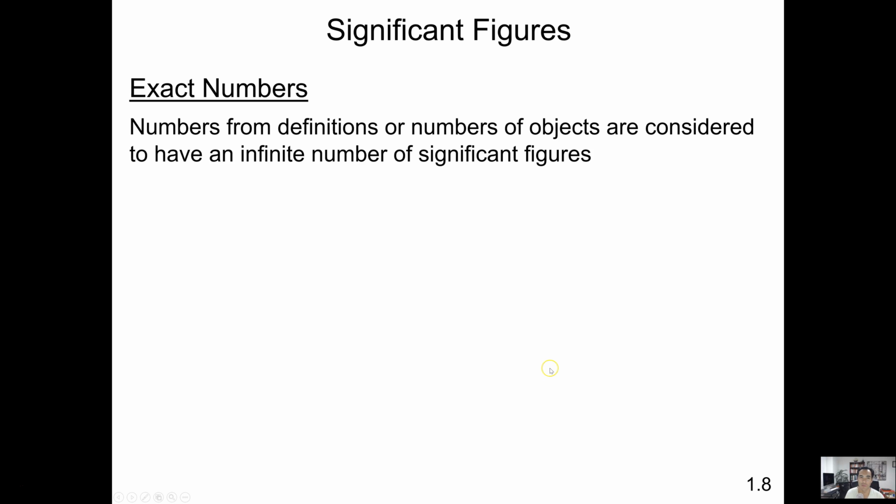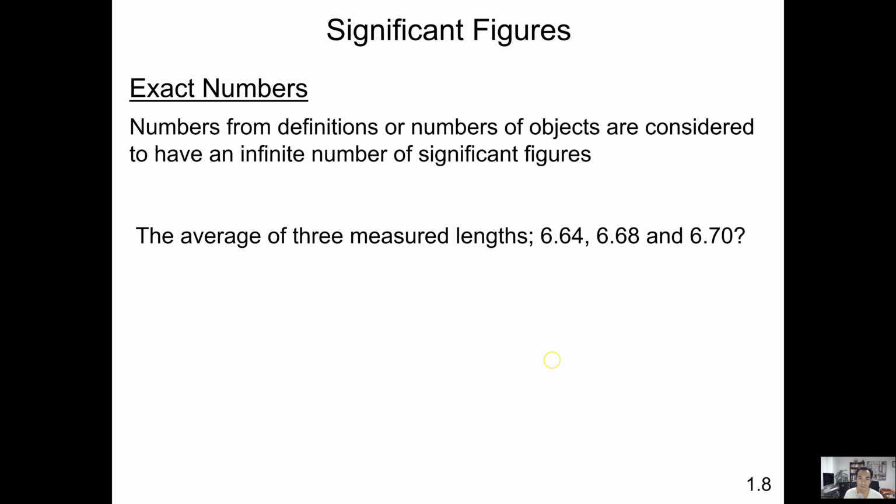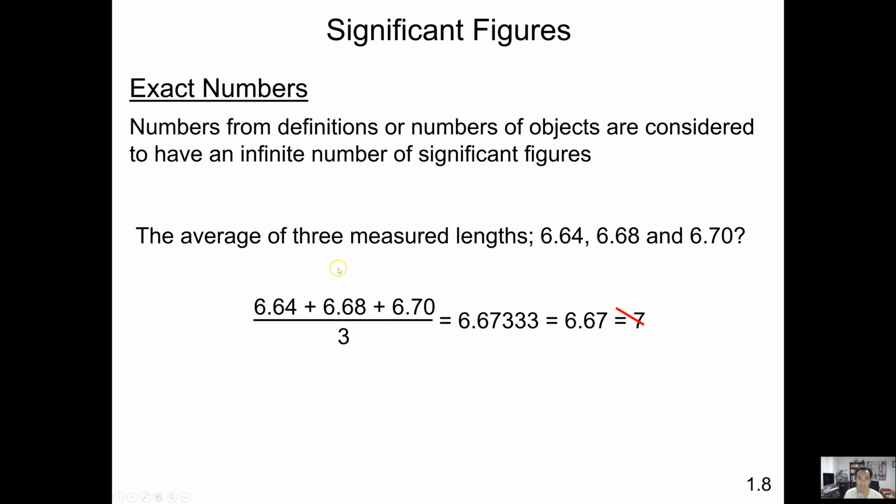Exact numbers, which come from definitions or from counting objects, are considered to have an infinite number of significant figures. So take the average of 3 numbers. If you go ahead and take the average, it will be 6.67 and not 7. Because 3 is an exact number, you're not going to treat it as 1 significant figure. You'll be using it as having 3.